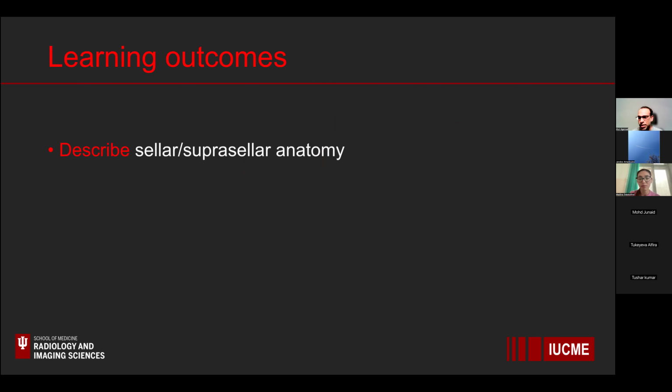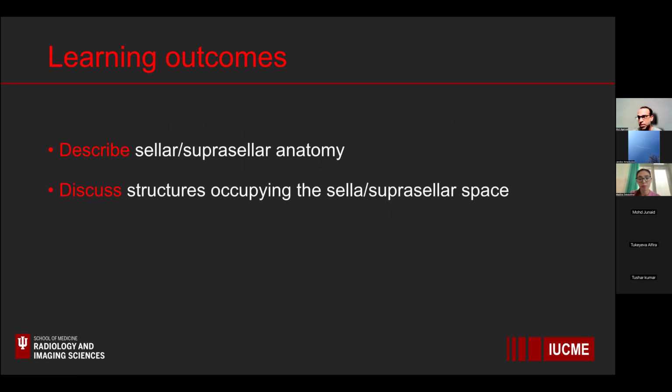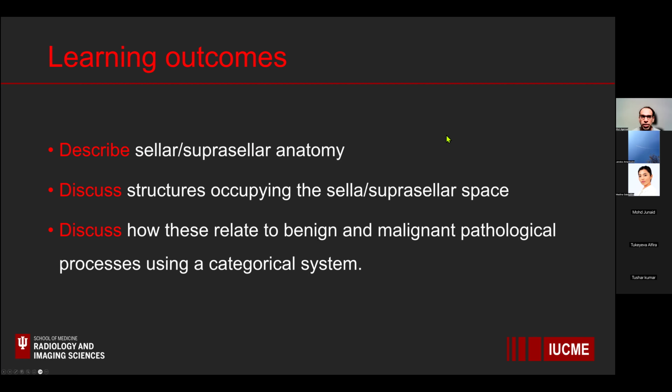Anytime I start a lecture, I always start it with the anatomy because that is so important in radiology. Specifically in this lecture, we're going to learn about the sellar and suprasellar anatomy. We'll discuss in detail what structures occupy that space, and that is going to help us down the line to see how the anatomic findings align with the patient presentation to really discuss more in detail any benign or malignant pathology that involves that space using a categorical system.